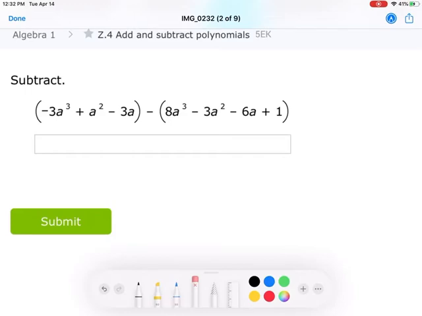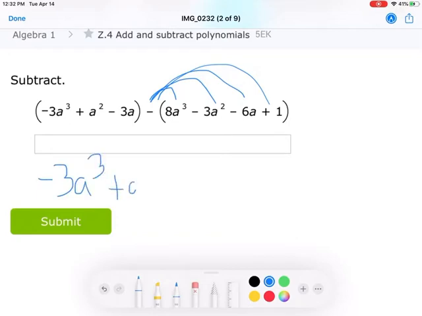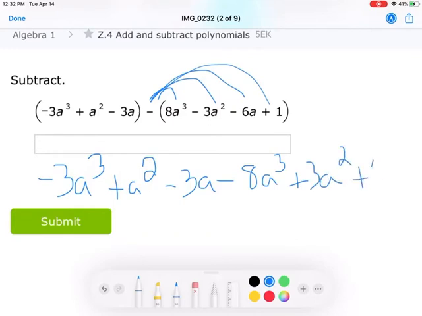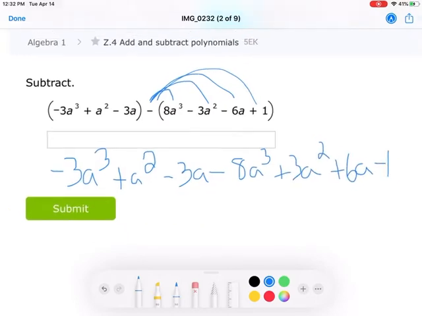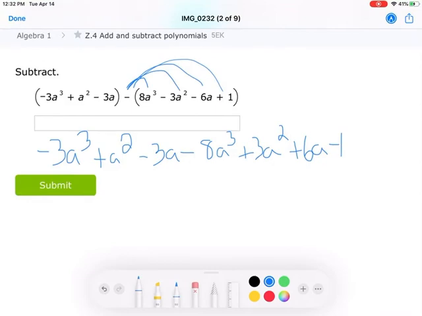All right. So, again, when you are distributing a negative, distribute to every single term. I'll rewrite this: negative 3a cubed plus a squared minus 3a. Now it's minus 8a cubed plus 3a squared plus 6a minus 1. Oh my gosh, I almost didn't make it on the screen there. All right, so now I'm just going to highlight like terms. You got a negative 3a cubed and a negative 8a cubed. That's that in yellow. In green, I'll go squared.